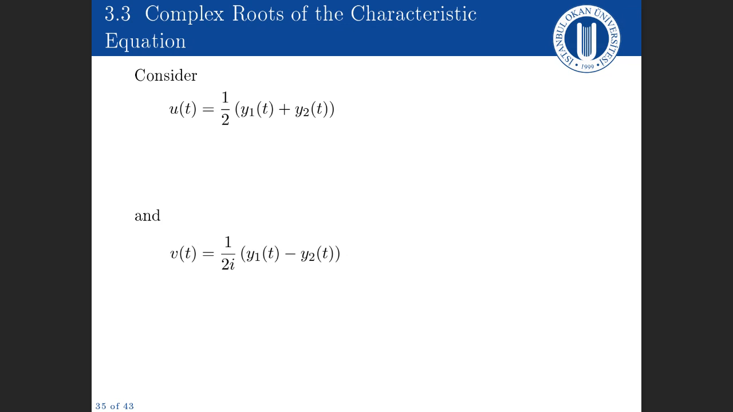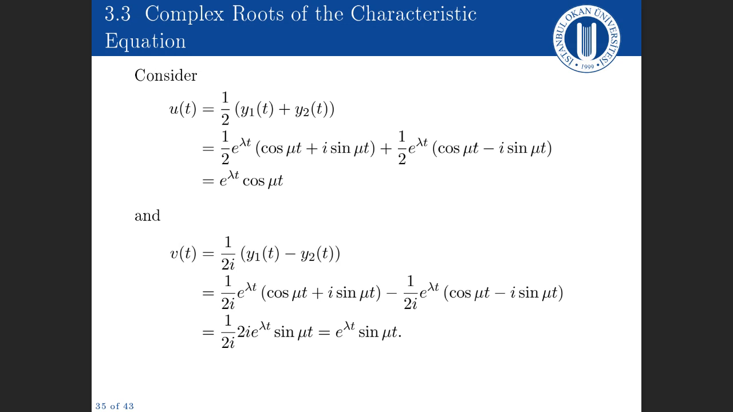And if we calculate these, a lot of the terms cancel. Looking at u first of all, there's a plus i sine mu t and then a minus i sine mu t. These two are going to cancel. We end up with a half cos plus a half cos, or one cos. u(t) is just e to the power lambda t cos mu t.